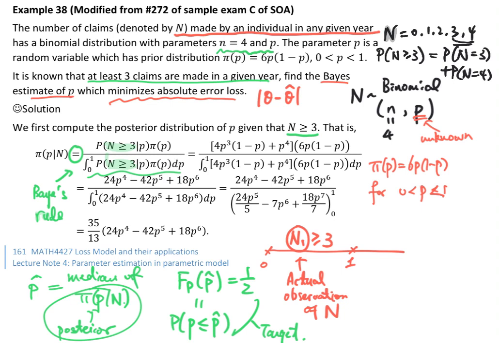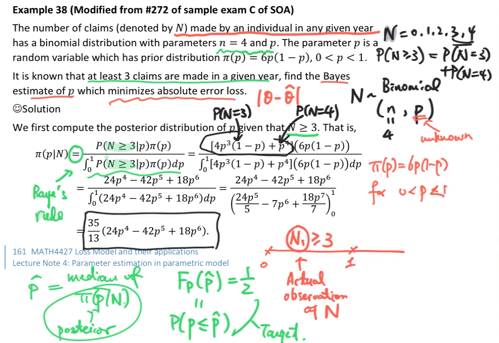Using the PDF of a binomial distribution, this is what you get. The first term refers to the probability that n equals 3. The last term refers to the probability that n equals 4, given the values of p. Then the next thing is just to do some algebra and compute the integral in the denominator. Just some tedious calculation. Then you will find that the posterior distribution will be equal to this number.